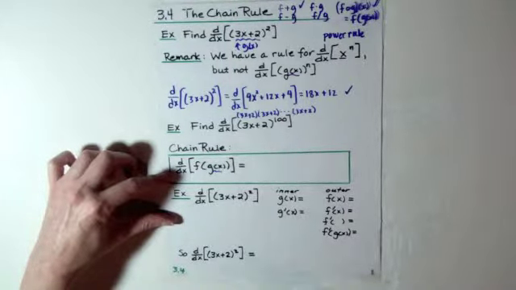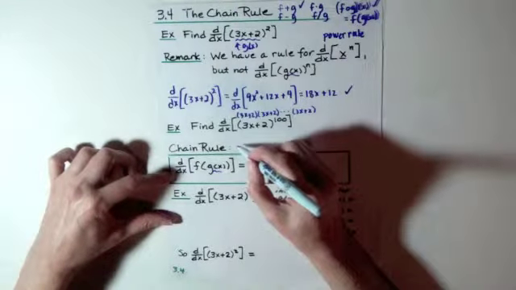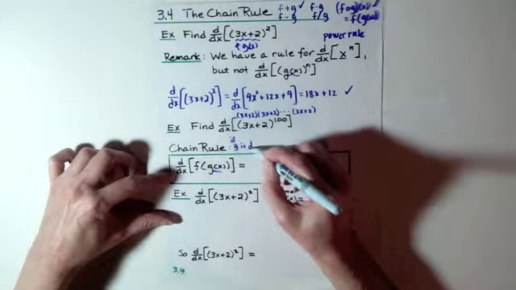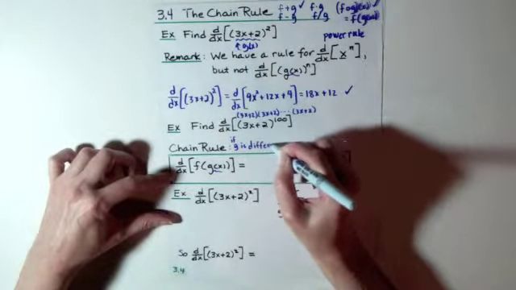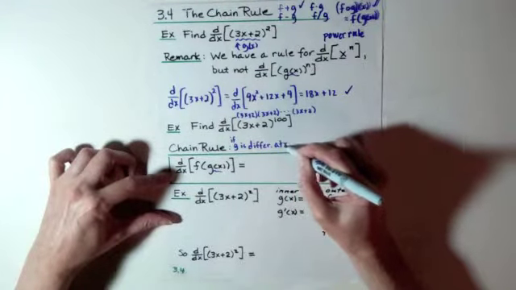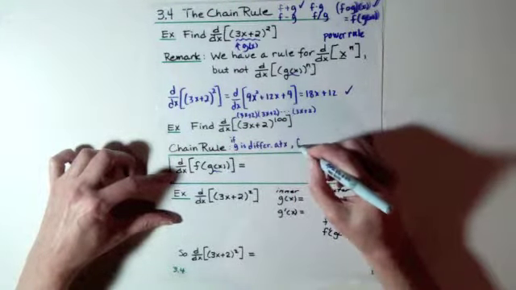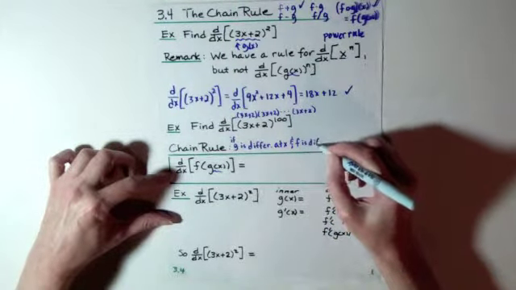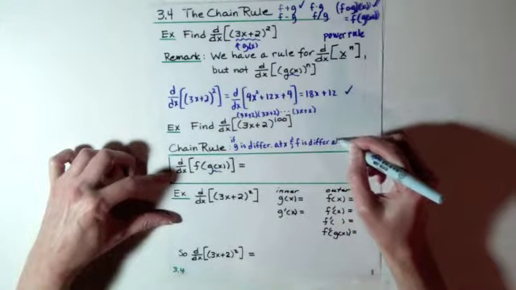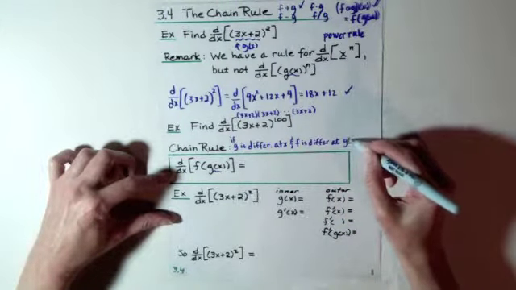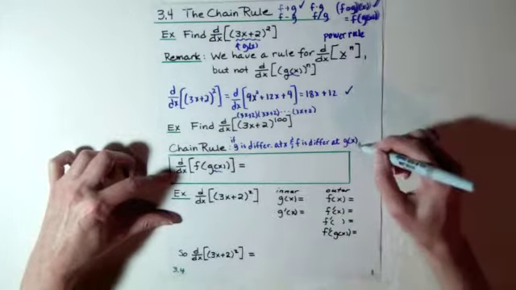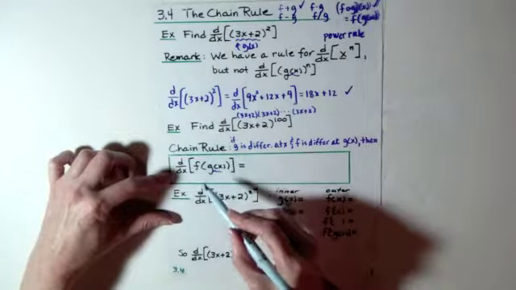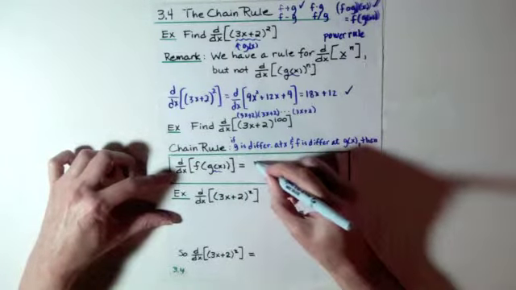What the chain rule says is that as long as the inner function g is differentiable at x, and as long as f is differentiable at the output of g at x, namely g of x, then the following chain rule holds. The derivative of the composition f of g of x is given by the following.